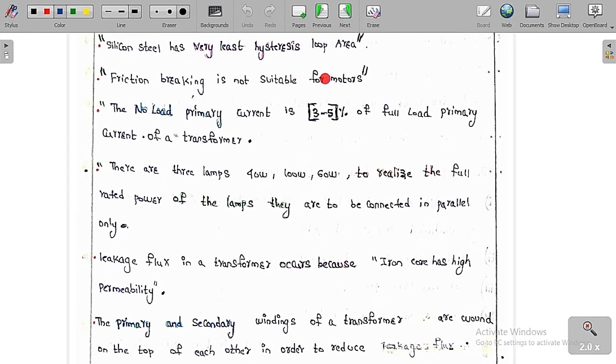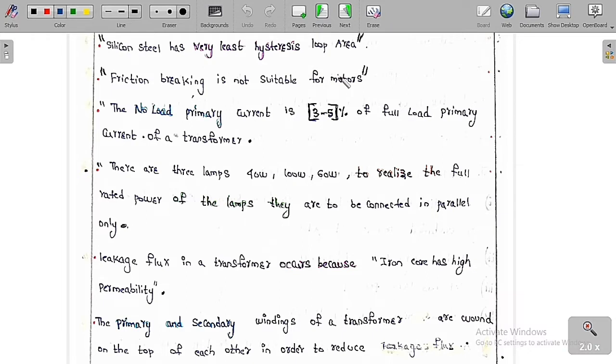Silicon steel has the very least hysteresis loop area. I already told you this important point. Because of this reason only, we use silicon steel to make the transformer core. Steel has high permeability and good conductivity, but we don't want the conductivity of the core, because it gives a huge amount of eddy current losses. So we have to decrease the conductivity of the steel by adding silicon of 3 to 4%. If we add silicon of 3 to 4%, we increase the resistivity, or simply decrease the conductivity of the steel. Therefore its resistance increases, so eddy current losses get decreased.